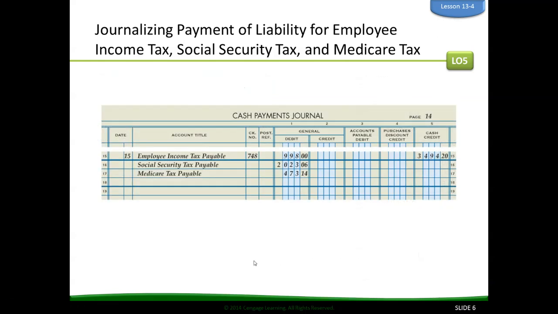So this is the way it looks in our cash payments journal. We are debiting these three payables: employee income tax payable, Social Security tax payable, and Medicare tax payable. And then we have a cash credit.